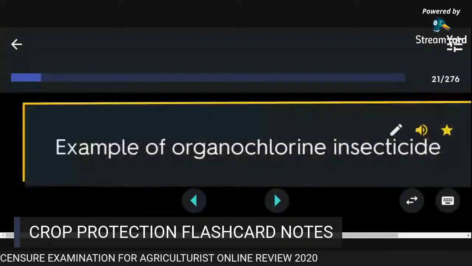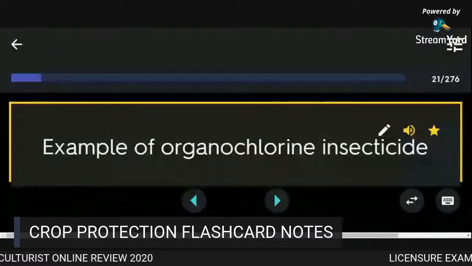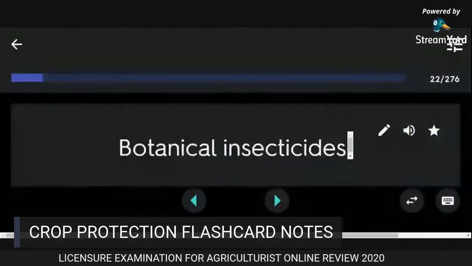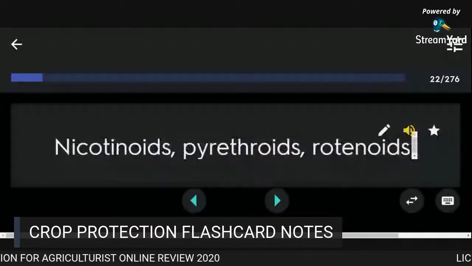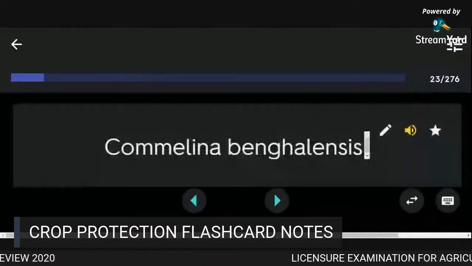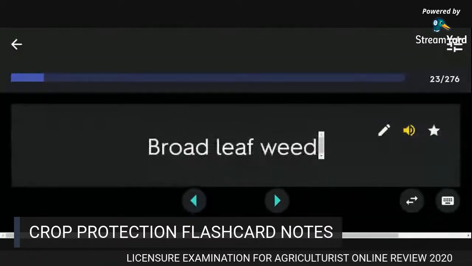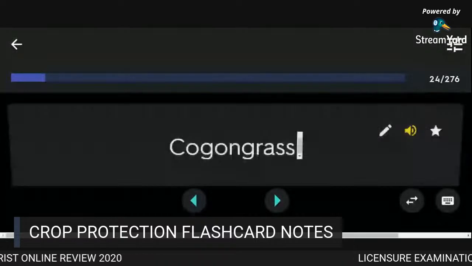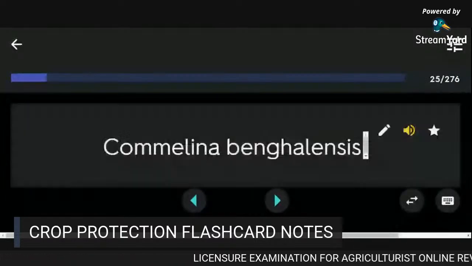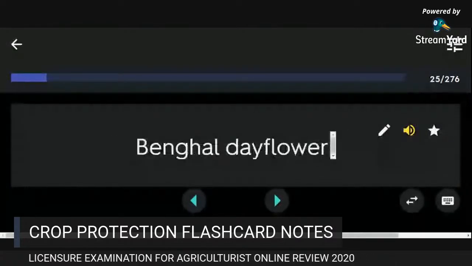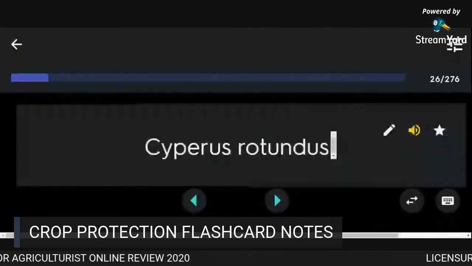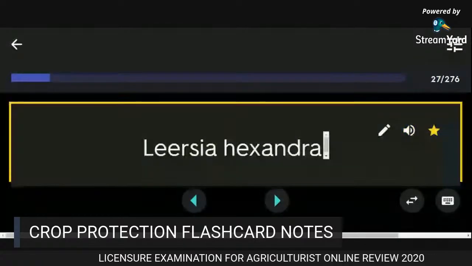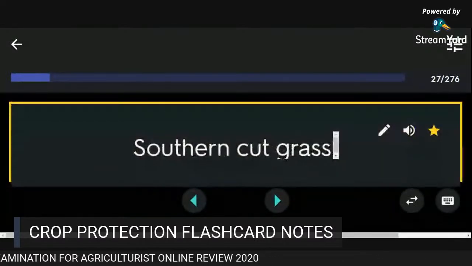Example of organochlorine insecticide: chlordane. Botanical insecticides: nicotinoids, pyrethroids, rotenoids. Commelina benghalensis: broadleaf weed, Bengal dayflower. Imperata cylindrica: cogongrass. Cyperus rotundus: nutgrass. Leptochloa: southern cutgrass. Imperata cylindrica.